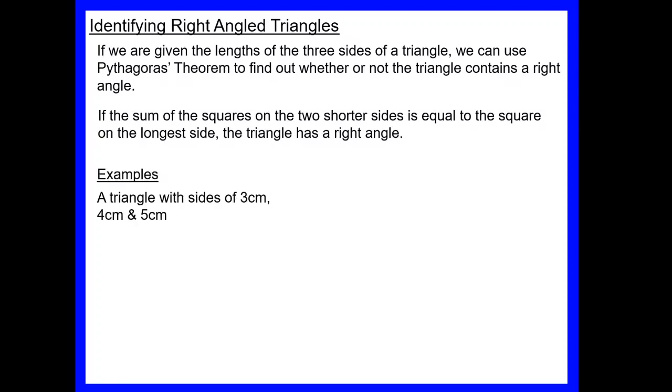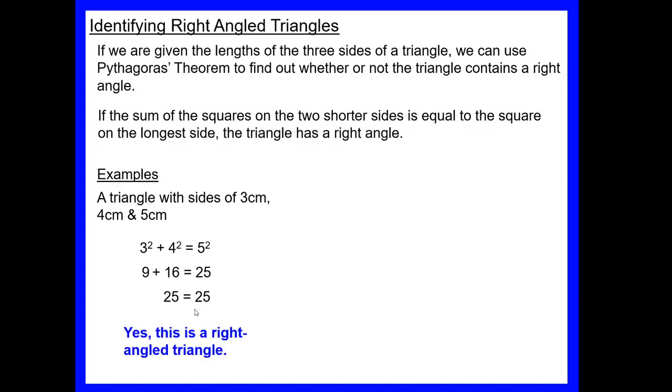So we've got a triangle with sides of 3 centimetres, 4 and 5. Now remember, A and B are the smaller sides and C is the longest side. So A and B are 3 and 4 and C is 5. So we put that into Pythagoras' theorem. 3 squared plus 4 squared equals 5 squared. Well, 3 squared is 9 and 4 squared is 16, 5 squared is 25, and 9 plus 16 is 25, and 25 is equal to 25. So yes, this one is a right-angled triangle.